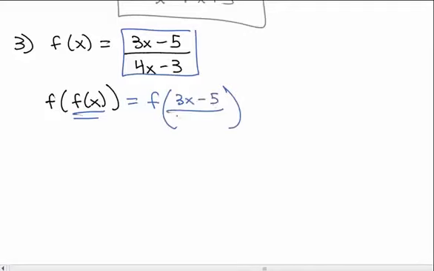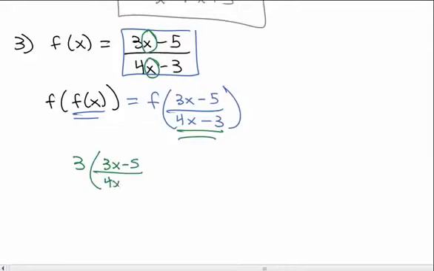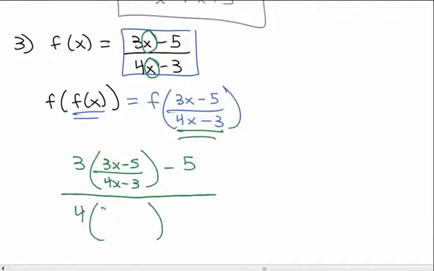F of 3x minus 5 over 4x minus 3. So that means each of these x's is going to be replaced with this stuff. So we've got 3 times 3x minus 5 over 4x minus 3 minus 5 all over 4 times 3x minus 5 over 4x minus 3 minus 3.